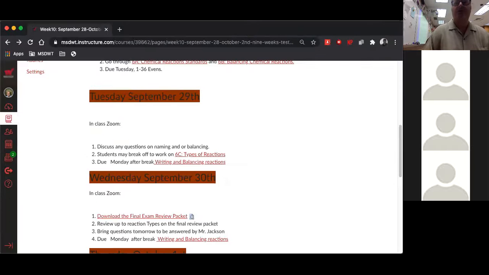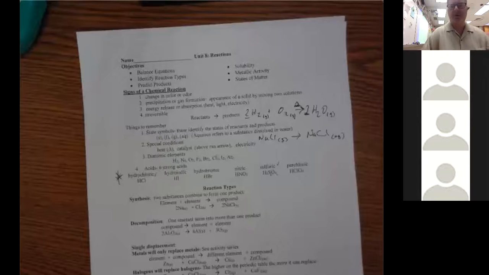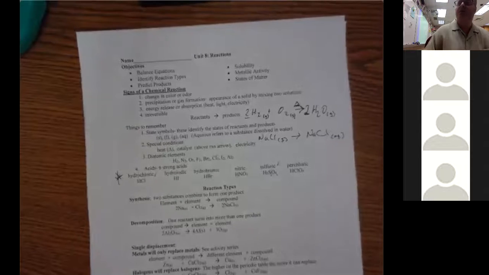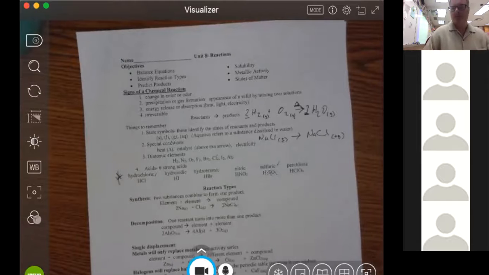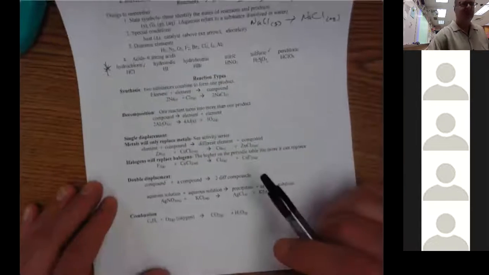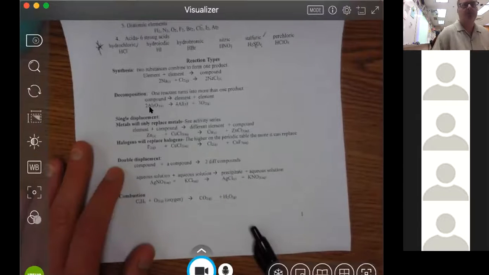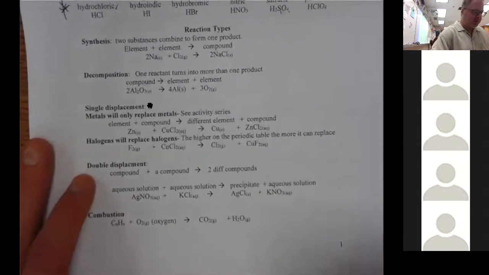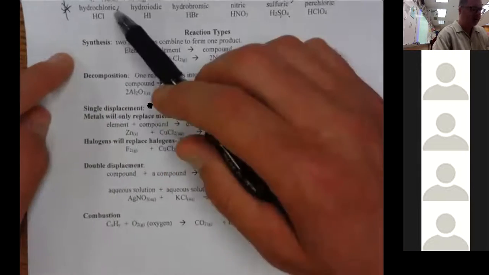So yesterday we talked about balancing reactions, making sure that they have the same number and same types of atoms on both sides. So we'll go over that a little bit, but today's major lesson is to talk about reaction types. So when you're looking at a reaction, there are 5 different reaction types.